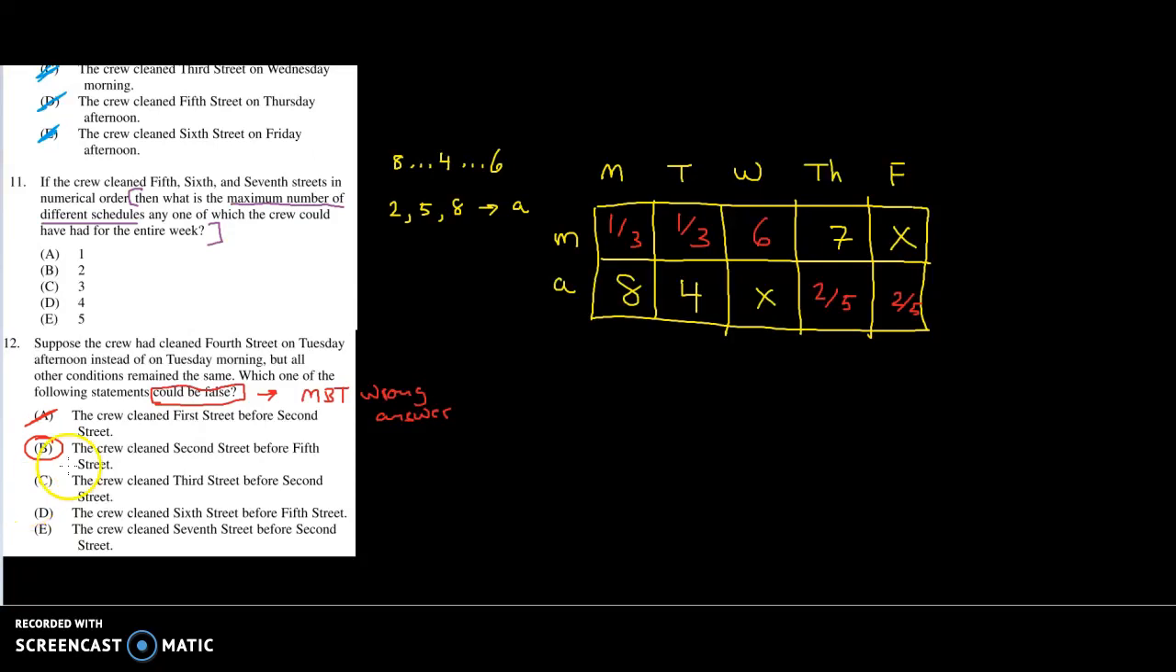Let's quickly go through the other ones and just see if I'm making some silly mistake here. All right, so C, does this have to be true? 3 before 2. Yes, it does have to be true, so that's out. D, 6 before 5. Yes. Out, right? 6 has to be before those. E, 7 before 2. Yes, it has to be, because the earliest 7 can be is Thursday morning, and 2 has to be either Thursday afternoon or Friday afternoon, so that's also out, because that must be true. So we're down to B.